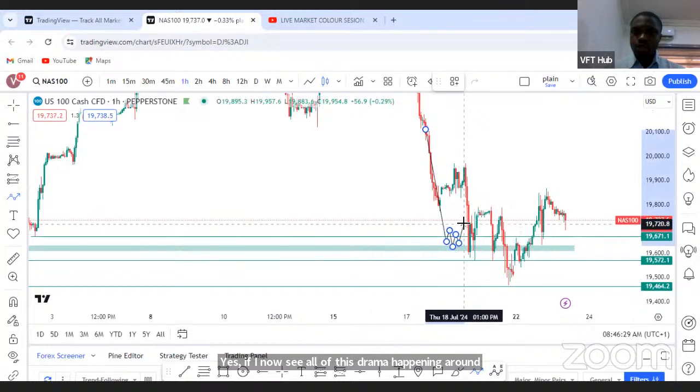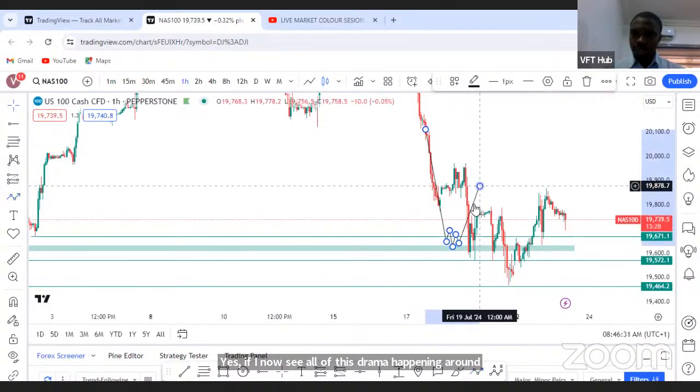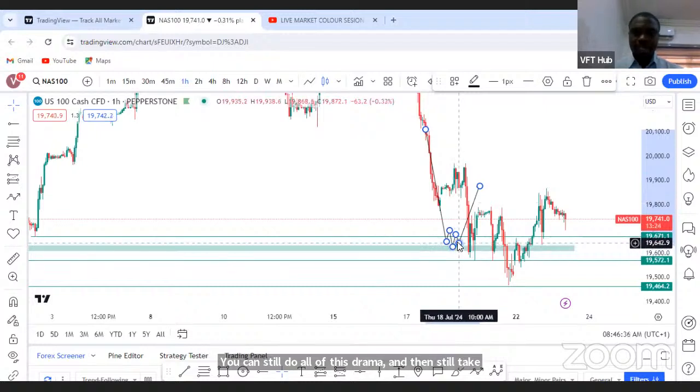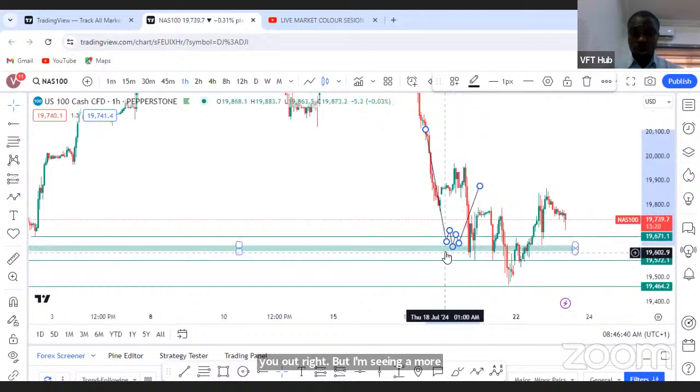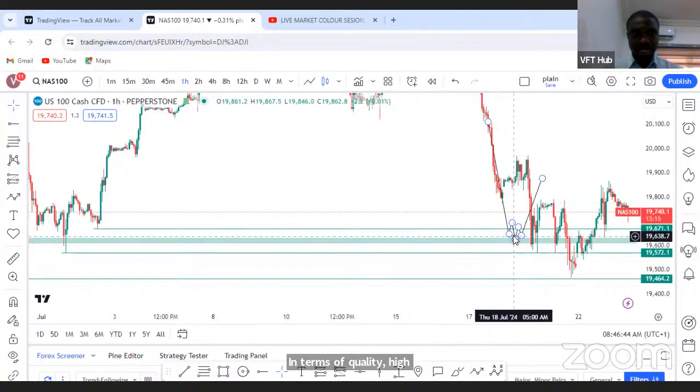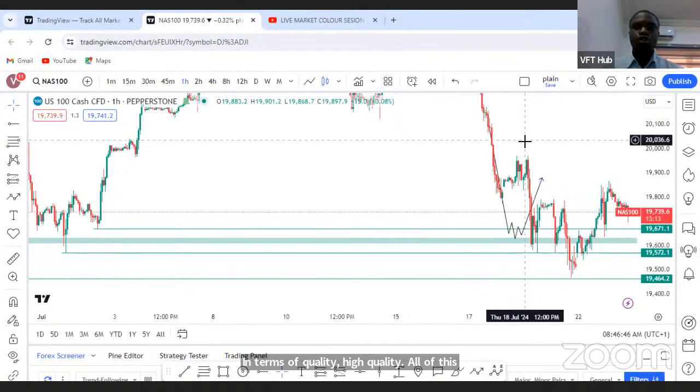And does that mean that it won't take me out? Nope. You can still do all of this drama here and then still take you out, right? But I'm saying a more probable trade in terms of quality, a high quality trade, will be having all of this price action happening in this zone and then wanting to see it push to the upside.